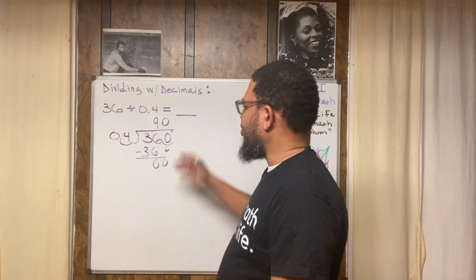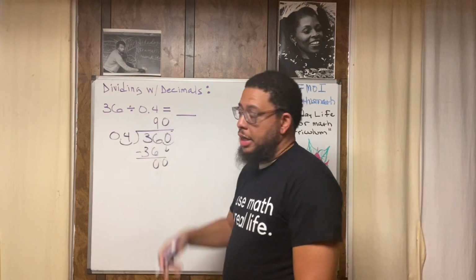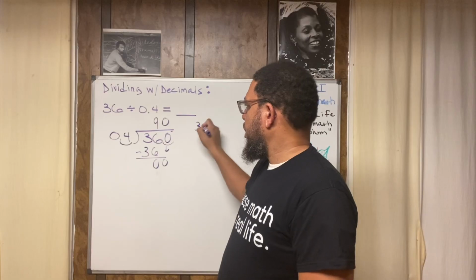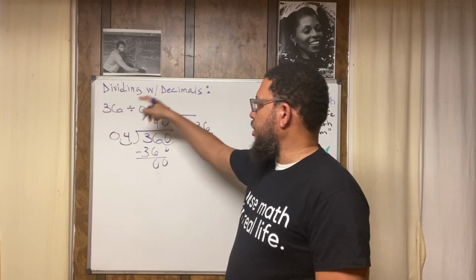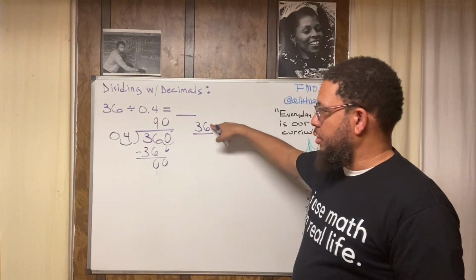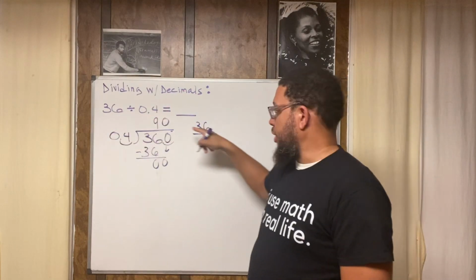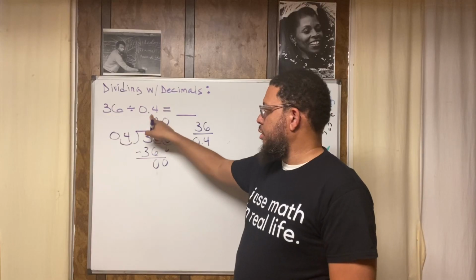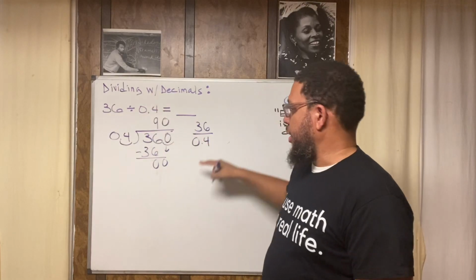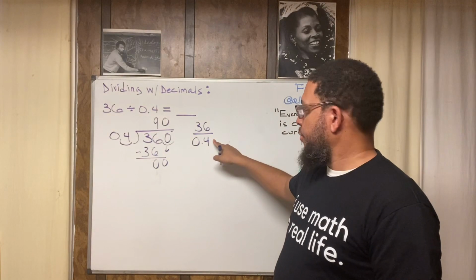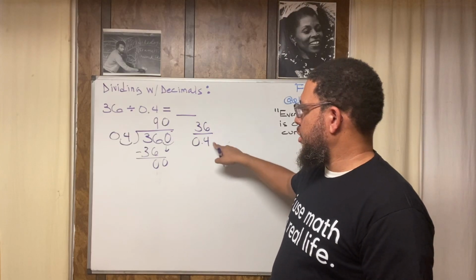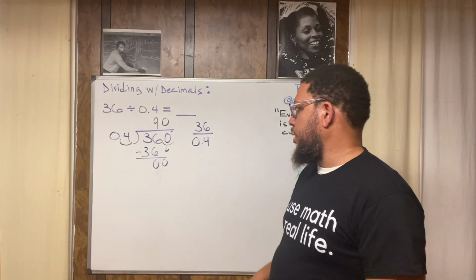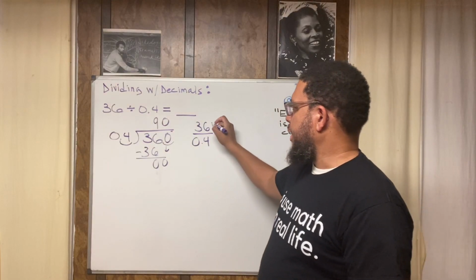All right? Let me do this one other way real quick. So what if I rewrote this and just made it look like a fraction? In a fraction, the dividend is the same thing as the numerator, and the divisor is the same thing as the denominator. Dividend, divisor. Numerator, denominator.